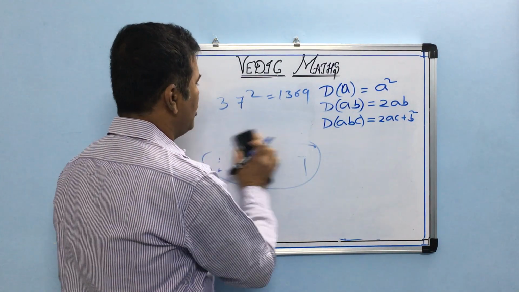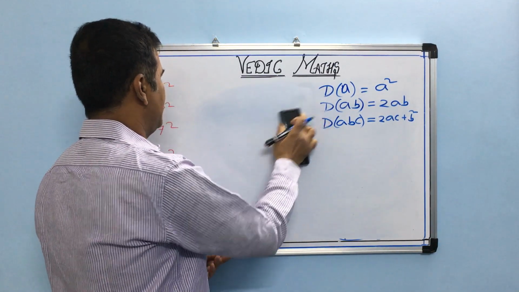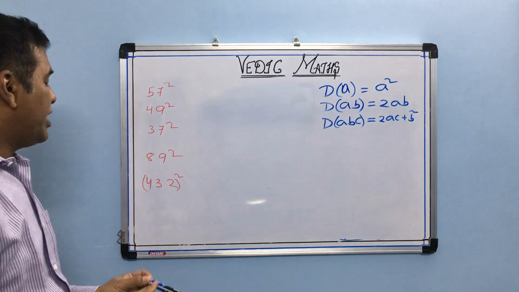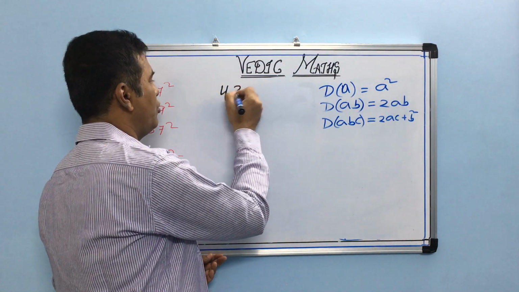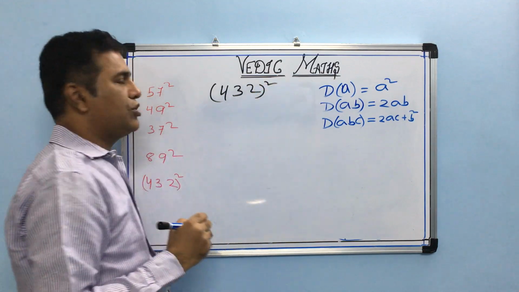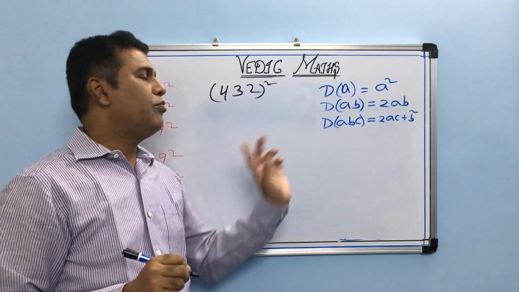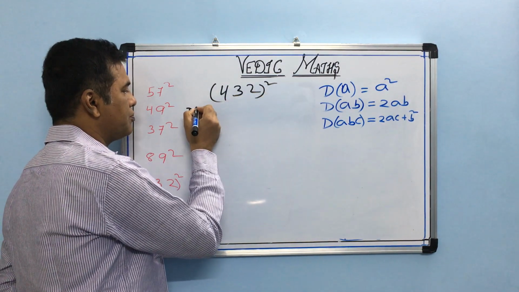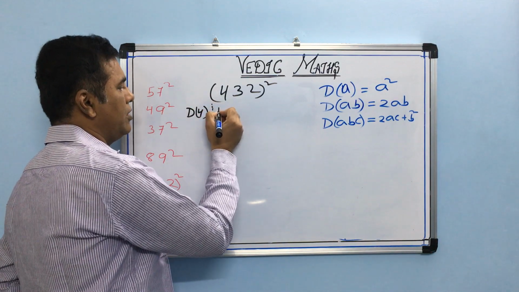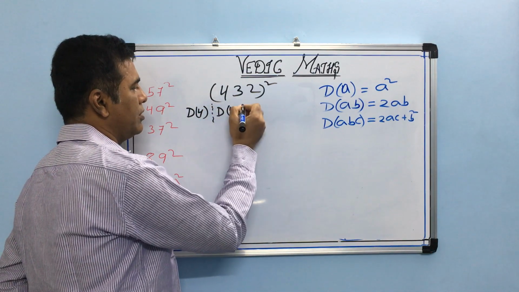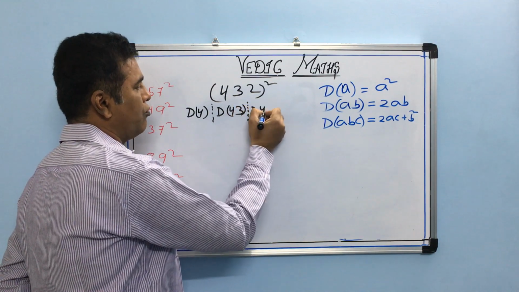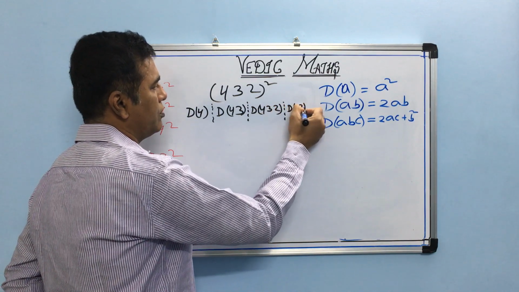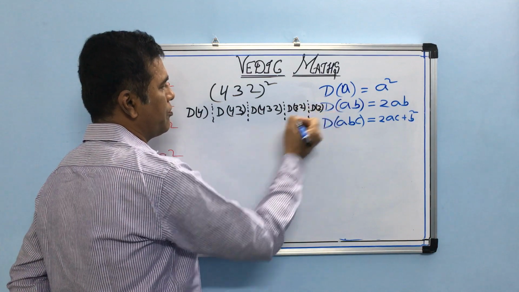Now we will try to learn the duplex of 3-digit number. If it is a 3-digit number, for example, we want to find out the square of 432. I am writing the 3-digit number square. So first what we will do, I will make the groups. First duplex of 4, then duplex of 43, then duplex of 432, then duplex of 32, then duplex of 2.